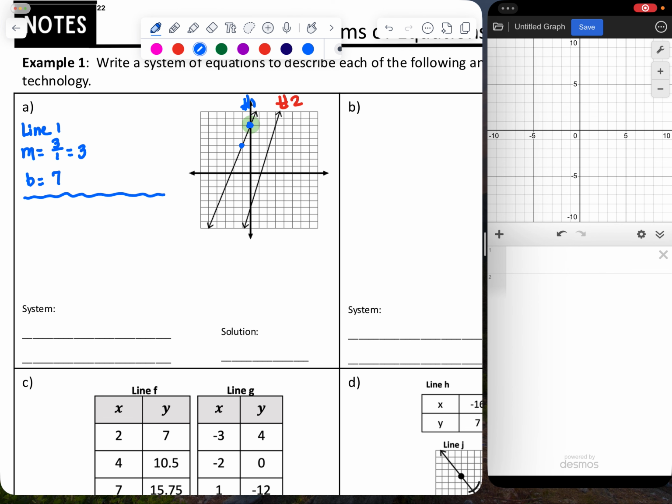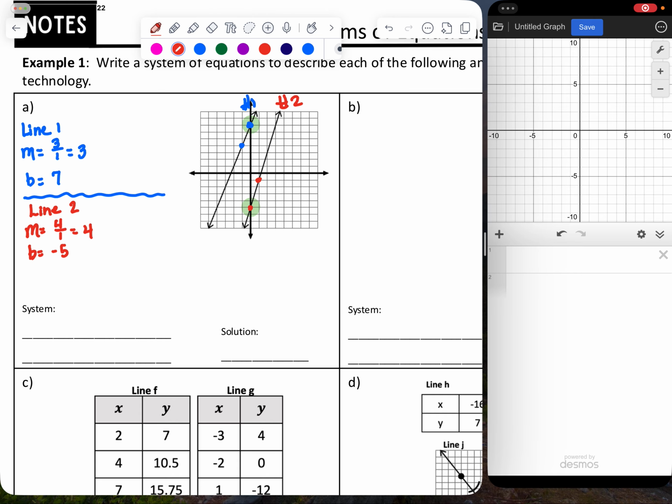Now we'll do the same thing for line 2. We'll pick two friendly points, maybe right here and right here, starting with the bottom. Well, hold on, let me write this down. Slope, y-intercept. All right, so starting with the bottom point, up 1, 2, 3, 4, to the right 1. So 4 over 1, which is a slope of 4, and our y-intercept, it's touching the y-axis, excuse me, at 1, 2, 3, 4, 5, at negative 5.